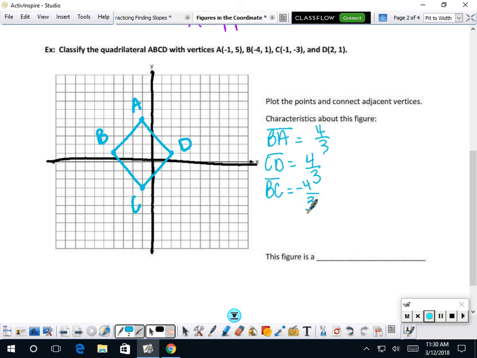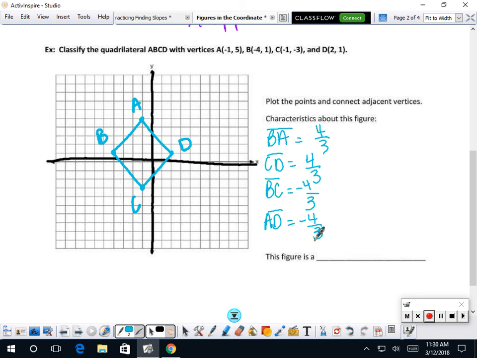And then the line that is parallel to BC would be AD. I'm going to count the slope for the line AD. I go down 1, 2, 3, 4, and I'm going to run 1, 2, 3. So I get -4/3. And again, that does not reduce.